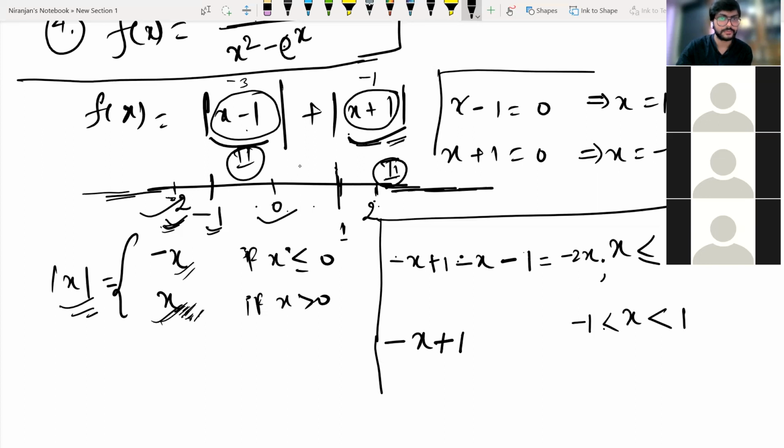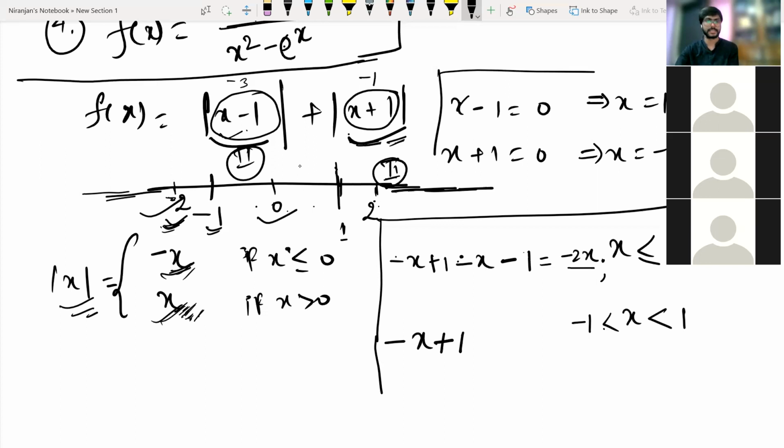So see the result inside this term, after plugging -2, you get negative. That means that you will open it up with this negative x. That means what I did, I used minus sign here. When I'm opening the mod, I'm multiplying it with -1. That's all you need to know when inside term is negative. So minus of x plus 1, minus of x minus 1, and you get -2x. That is your function, where x is less than equal to -1.